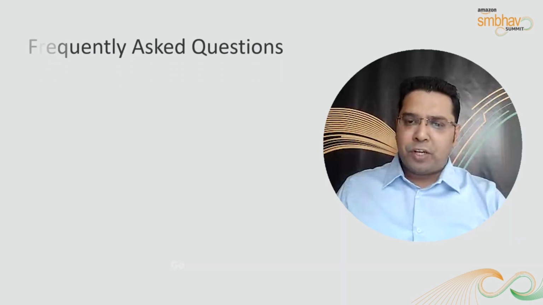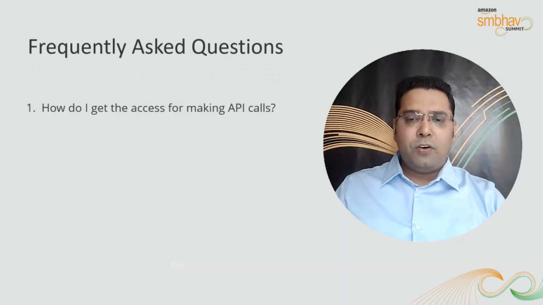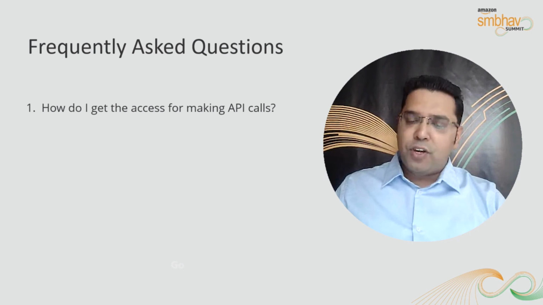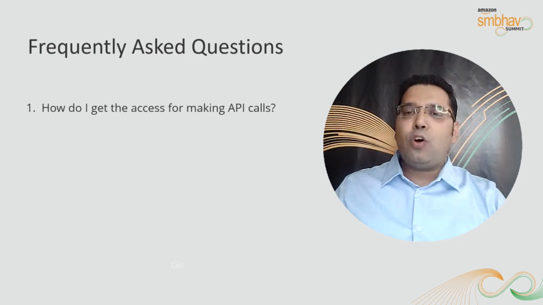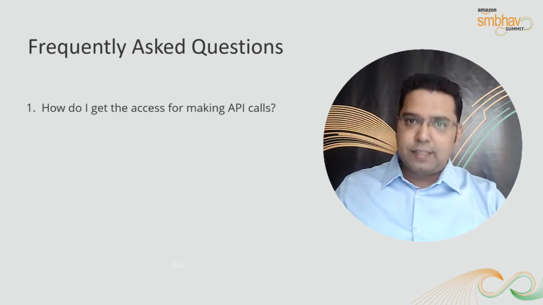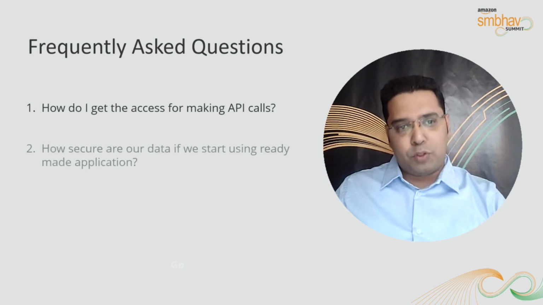We'll quickly go through the frequently asked questions. One of the most commonly asked questions by our sellers is, how do I get access for making API calls? If you are a seller on Amazon and you wish to directly integrate with us, you can log into Seller Central and apply for developer access. If you don't have an IT team or a developer who can do the integration, you may choose to use a ready-to-use app from our App Store.